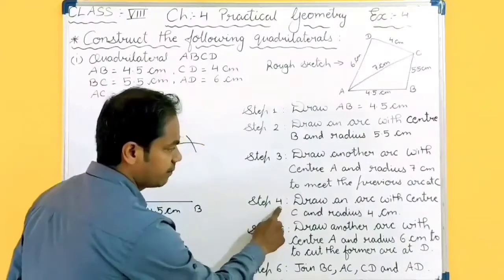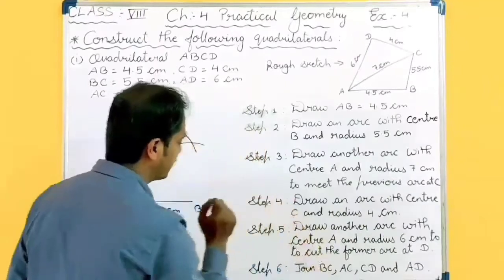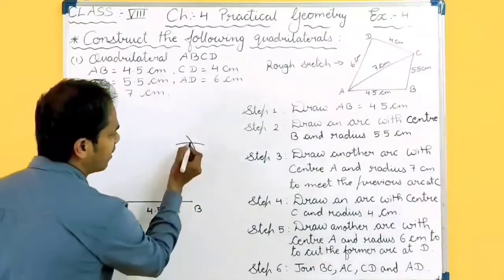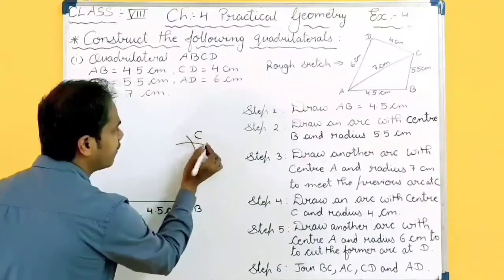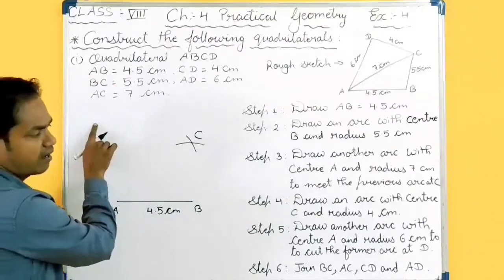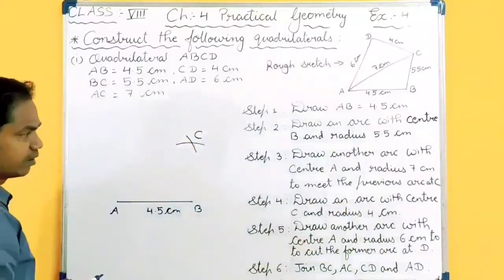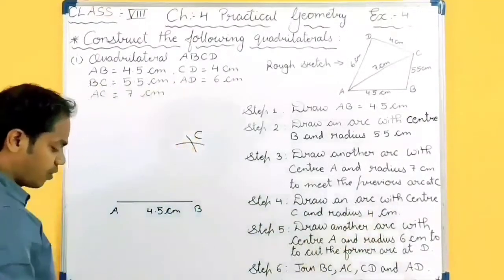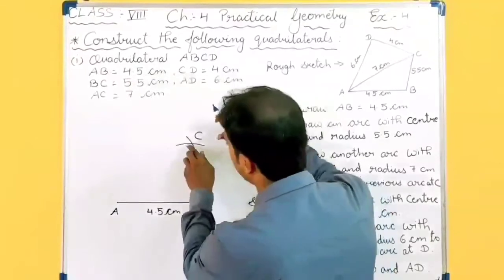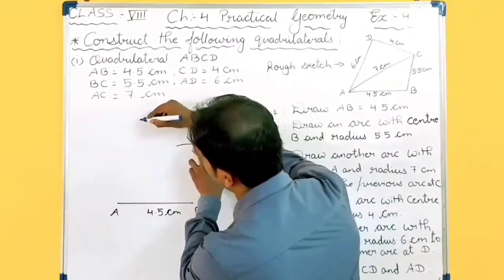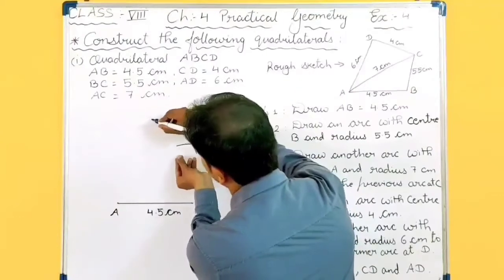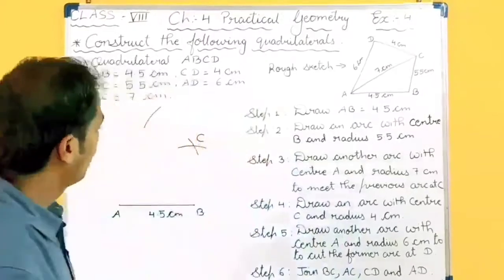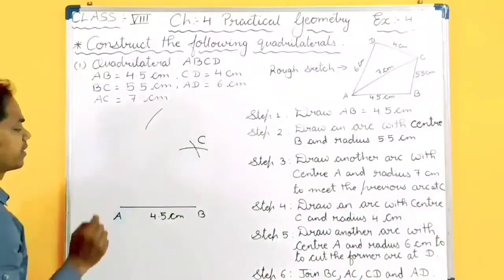Now, fourth step, draw an arc with center C. Now, taking this point as center C, I am giving its name C. From here, you will cut an arc of 4 centimeter. Okay, so draw an arc with center C, taking a radius of 4 centimeter. So from here, I will put my divider point here and I will cut one arc. Suppose this is my 4 centimeter. Okay, this is my 4 centimeter.